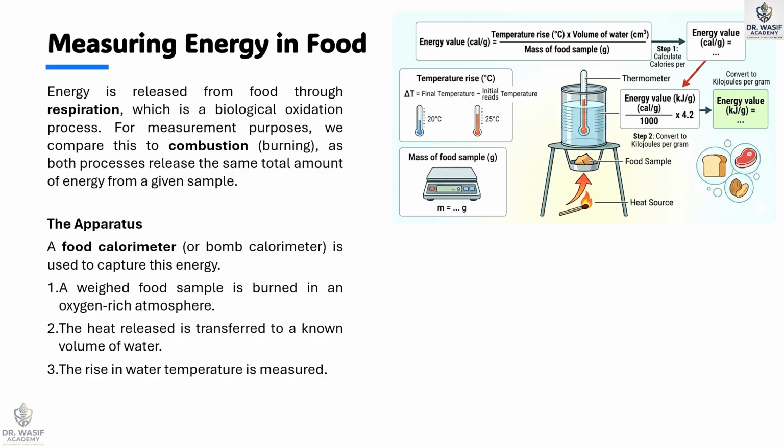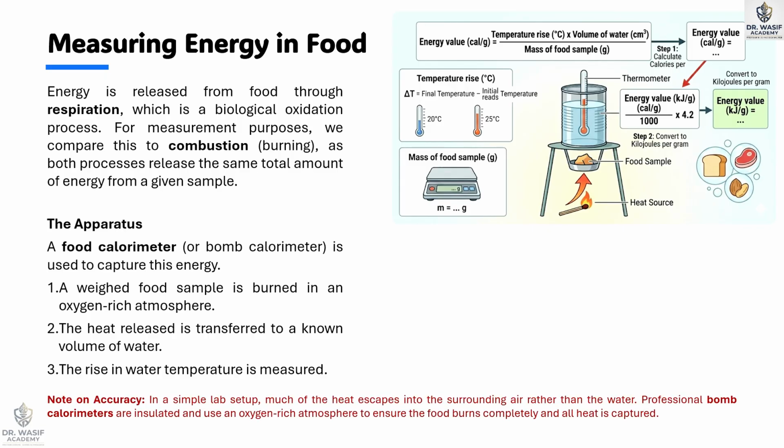Now let's look at a critical note on experimental accuracy, which examiners love to test. If you set this up using basic glassware in a school lab, a massive amount of heat escapes into the surrounding air instead of entering the water. So, no doubt the professional bomb calorimeters solve this issue. As you can see in this diagram, they are heavily insulated to block heat loss and they feed pure oxygen into the central bomb chamber to ensure the food sample burns completely. This guarantees that all released heat is captured exclusively by the water jacket, giving us an incredibly precise measurement.